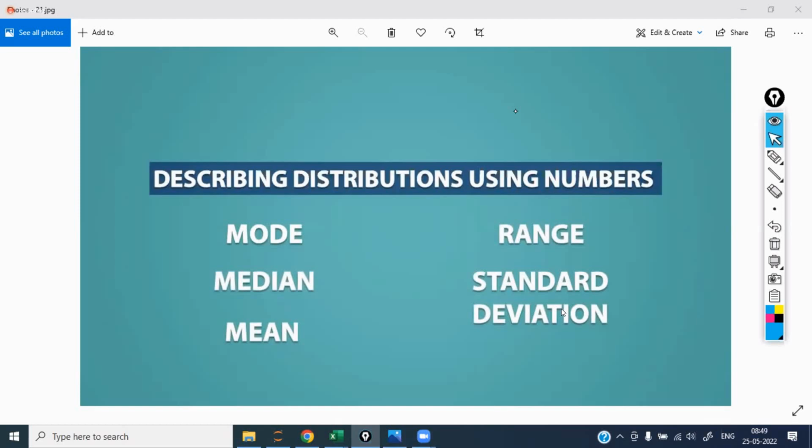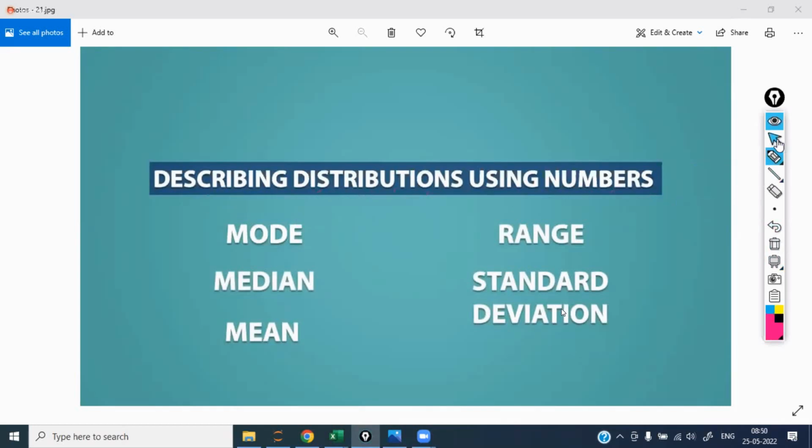Okay. So here we have the measures of central tendency. These three come under measures of central tendency. And here the range, standard deviation, and along with that variance. There is one more called variance. These three come under measures of spread. How the data has been spread. It is going to explain how the data has been spread.